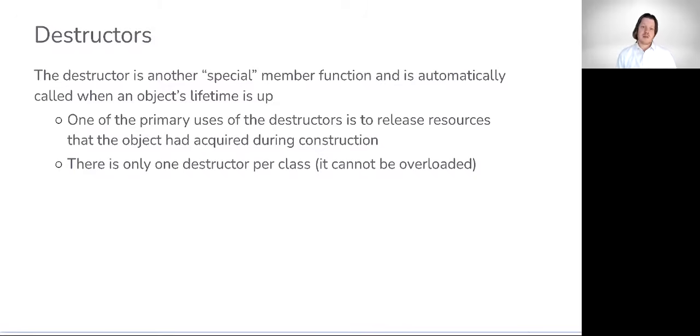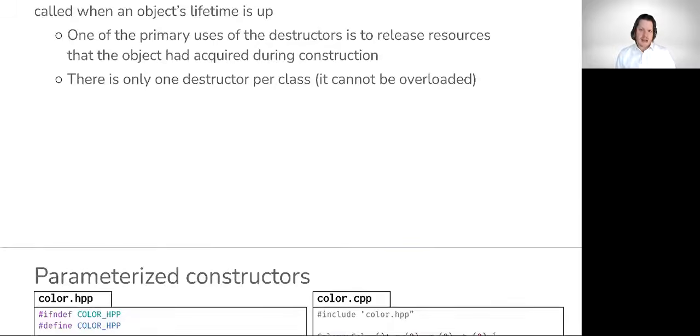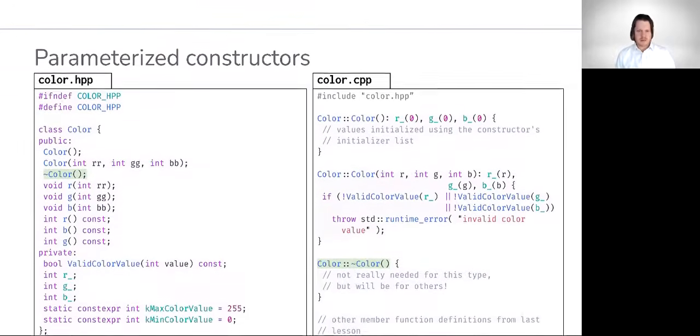So the destructor is another special member function, and it is obviously called when an object's lifetime is up. So constructors are implicitly called upon the construction of an object as it's being built up, and then the destructor would be called essentially on the demolition of that object or when it's torn down. So we kind of talked about the primary uses. There's going to be only one destructor per class. It cannot be overloaded. So that's another caveat to it and what makes it also special.